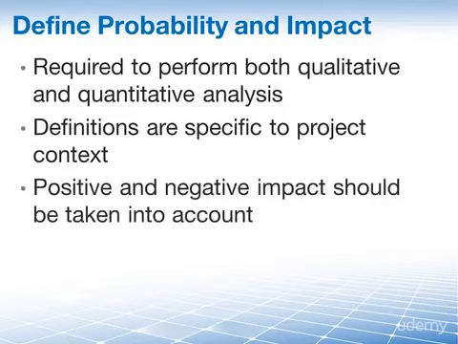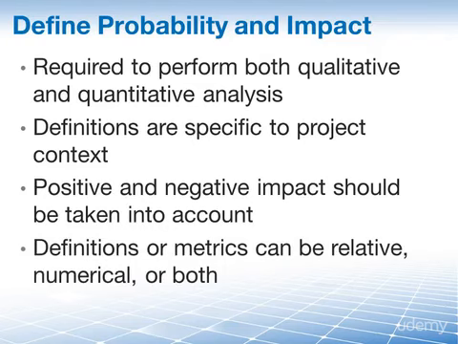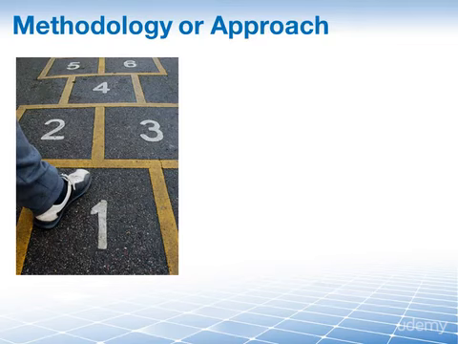Since we learned that a risk can be both positive and negative impact, our definitions and the tools we use to define probability and impact should be able to account for each type of impact that we have. Relative terms like high, medium, and low, and numerical values are commonly used both individually and together in defining levels of probability and impact. In the previous slide, we looked at defining levels of probability, high, medium, low, or 1, 2, 3, 4, 5, or whatever the level may be for our project.